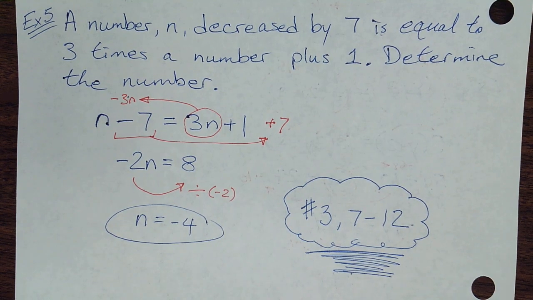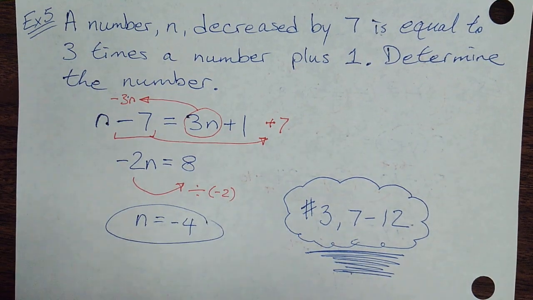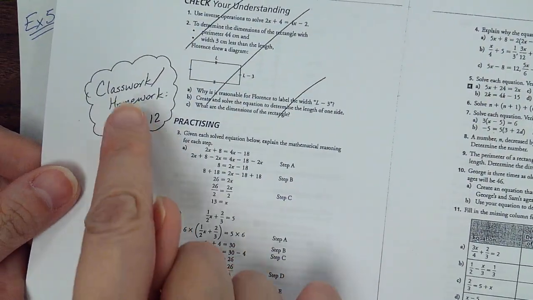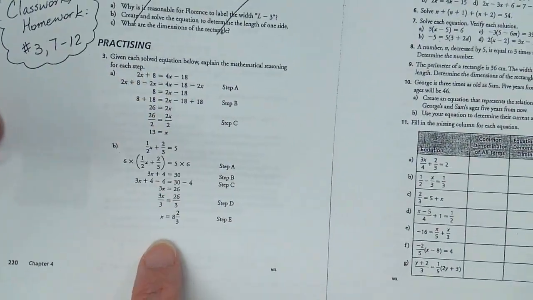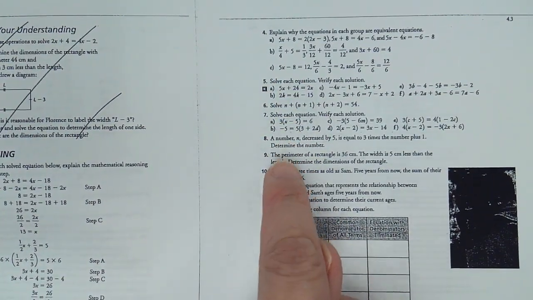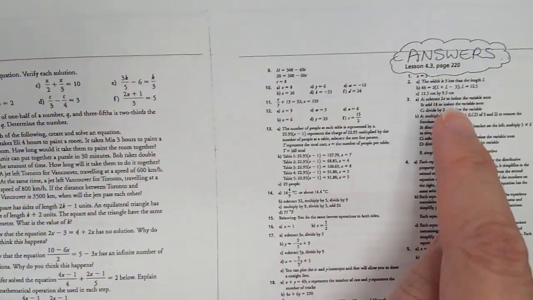Okay, and where can you find the questions? Brightspace, or because I really want you guys to work on these, I photocopied them. Alright, so here, classwork/homework, number 3, 7 to 12. So 3, 7, 8, 9, 10, 11, 12. Yes, there are answers.